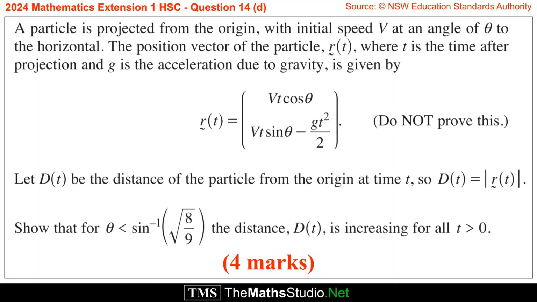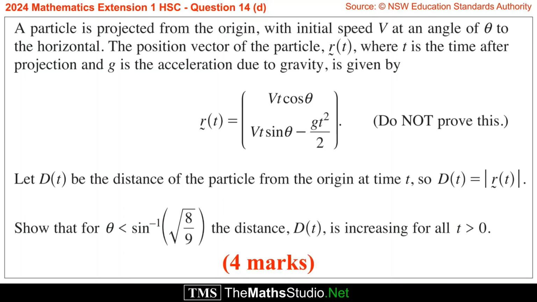Question 14, Part D. A particle is projected from the origin with initial speed v at an angle of theta to the horizontal. The position vector of the particle, vector r of t, where t is the time after projection and g is the acceleration due to gravity, is given by vector r of t equals vt cos theta for the horizontal component and vt sin theta minus gt squared over 2 for the vertical component.